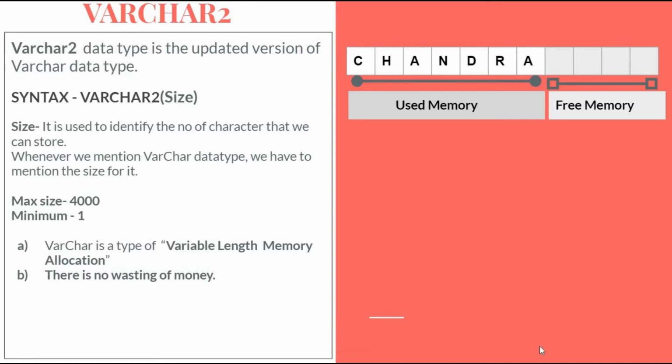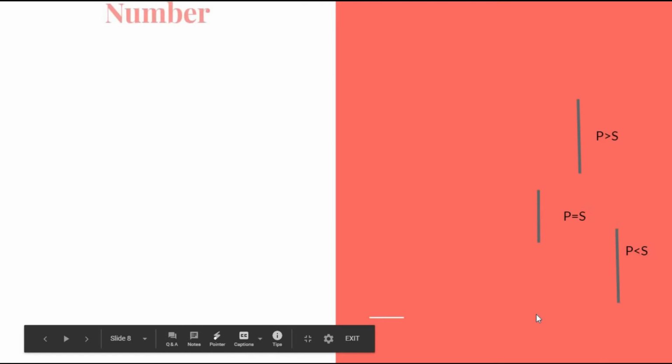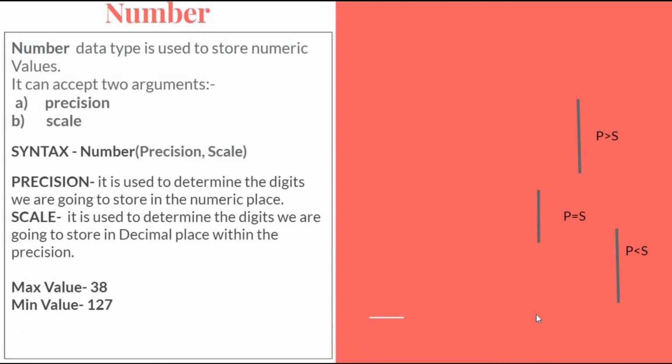Now the third data type is number. This data type is used to store numeric values. Number means digits. Whenever you want to store numbers and digits in SQL, you have to use the number data type. It can accept two arguments, precision and scale. We'll tell you later what precision and scale are. So what is the syntax? Basically the syntax is simple: number, precision comma scale.